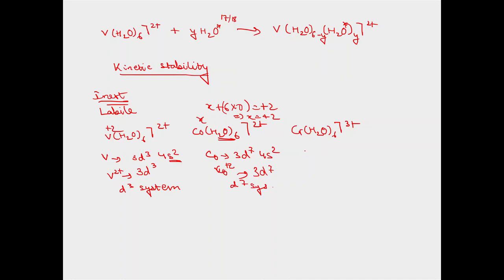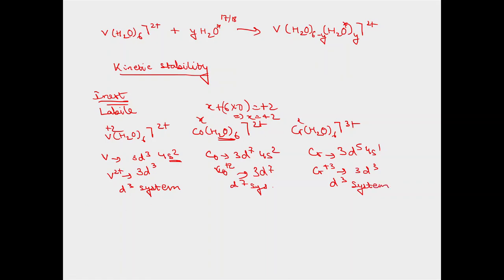Then moving on to chromium. Chromium's electronic configuration is 3d5 4s1. Now what is the oxidation state of chromium? Plus 3. Yes, chromium is in plus 3 oxidation state. That means again, this is also a D3 system.